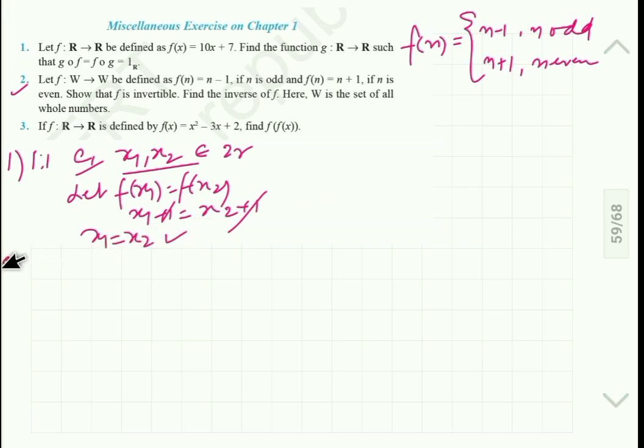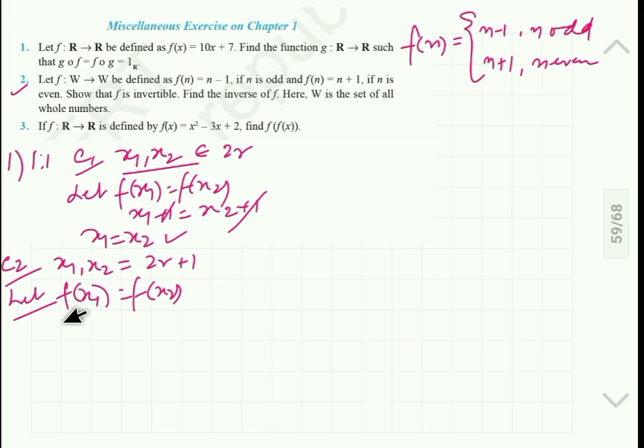So it is 1-1. Case 2 we will take when both the values are odd. That means x1, x2 are odd values, of the form 2r plus 1. So let f(x1) is equal to f(x2).